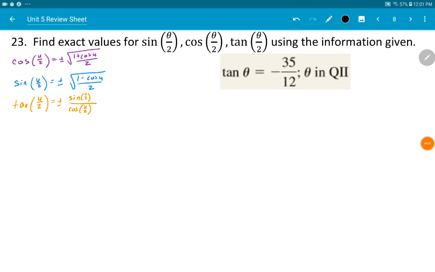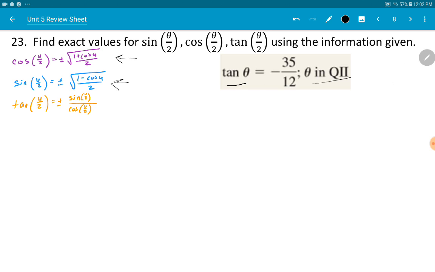On the Unit 5 review sheet number 23, we're going to find the half angles for sine, cosine, and tangent, given that tangent of the angle is negative 35 over 12 in quadrant 2. Looking at the half-angle formulas for sine, cosine, and tangent, it looks like I need cosine. Assuming that cosine and sine come out relatively pretty and I can manipulate them, then I can find tangent using those two answers. So I'm going to start by finding cosine.